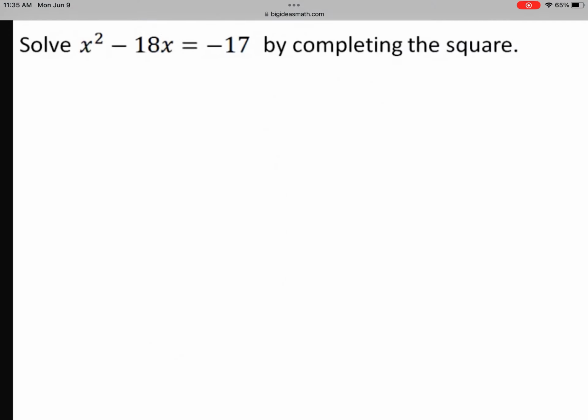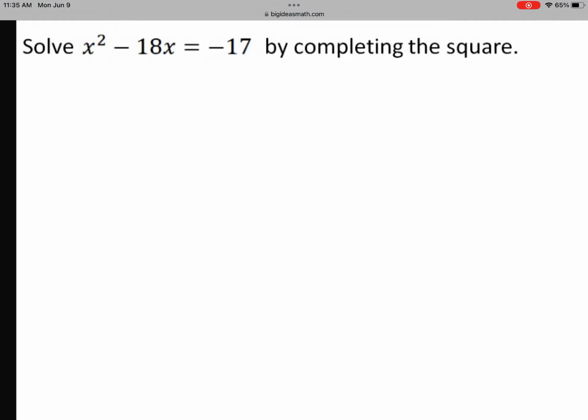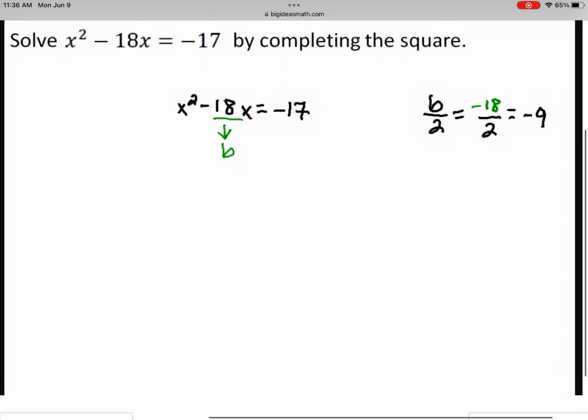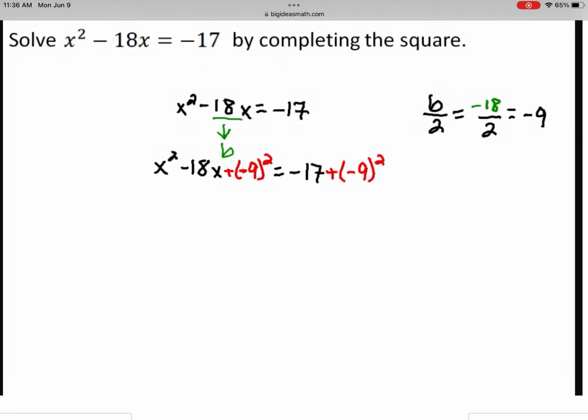Solve x squared minus 18x equals negative 17 by completing the square. Begin by writing the equation. Now you want to complete the square for the expression x squared minus 18x. X squared minus 18x is of the form x squared plus bx, where negative 18 is b. Because negative 18 is b, b divided by 2 equals negative 18 divided by 2, which equals negative 9. So to complete the square, add the quantity negative 9 squared to each side.